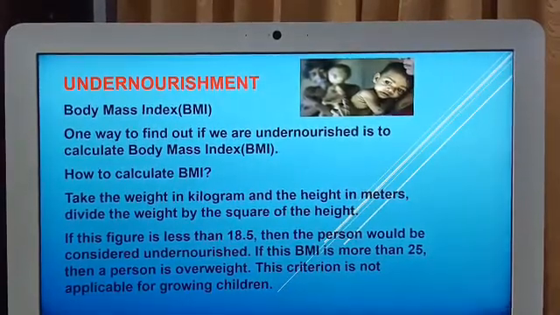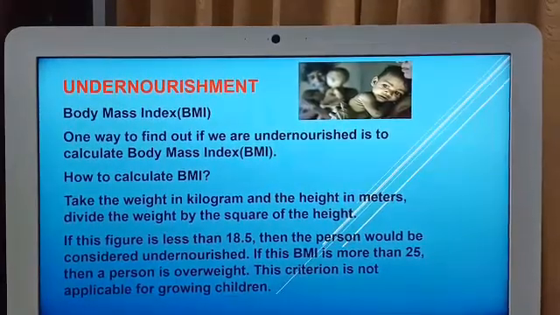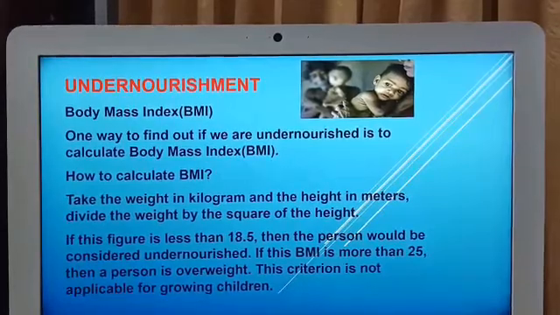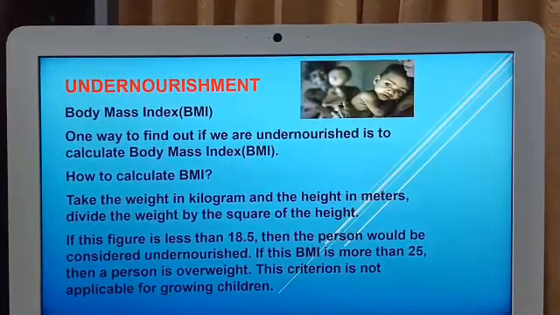Divide the weight by the square of the height. If this figure is less than 18.5, then the person would be considered undernourished. If this BMI is more than 25, then a person is overweight. This criterion is not applicable for growing children.